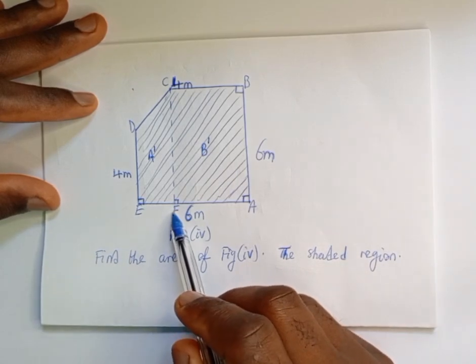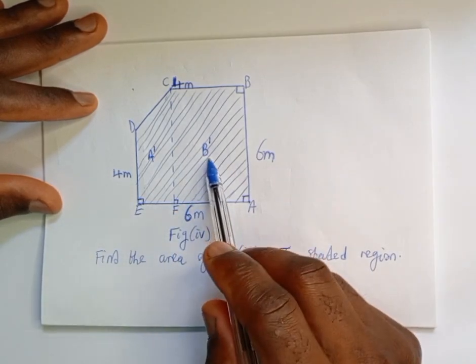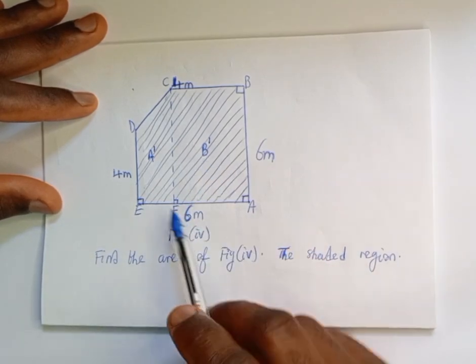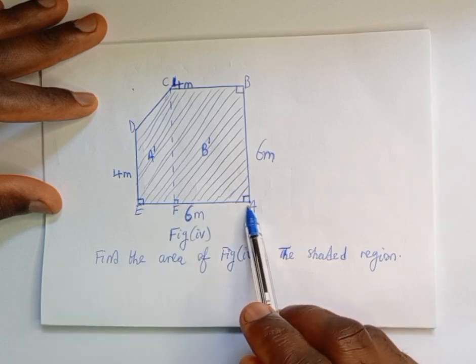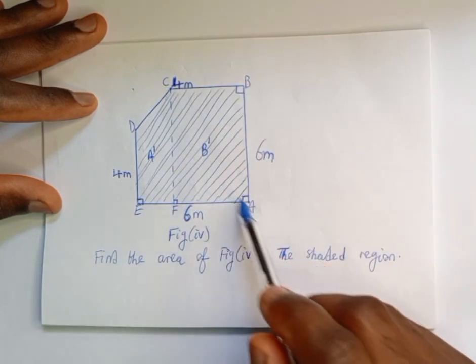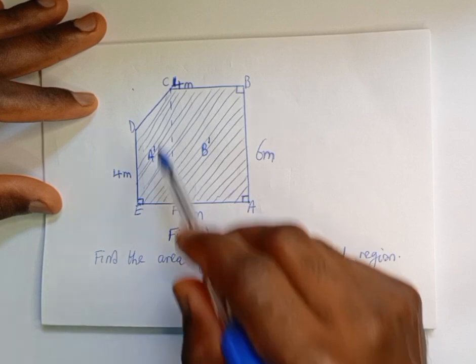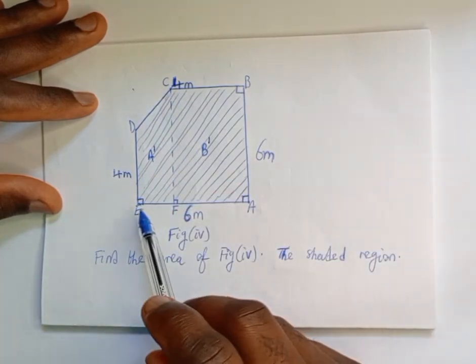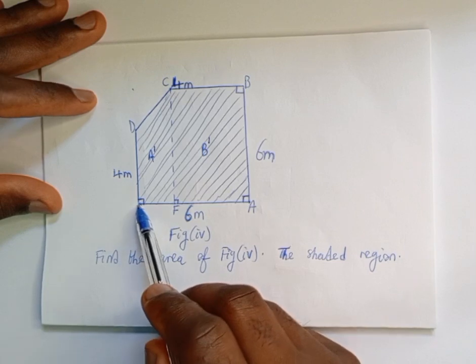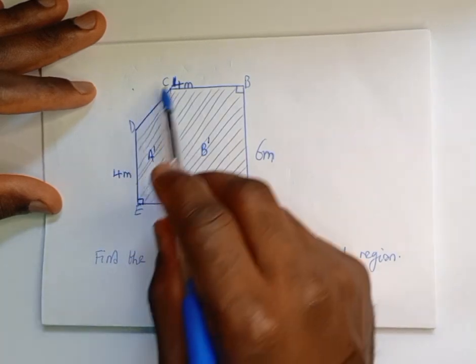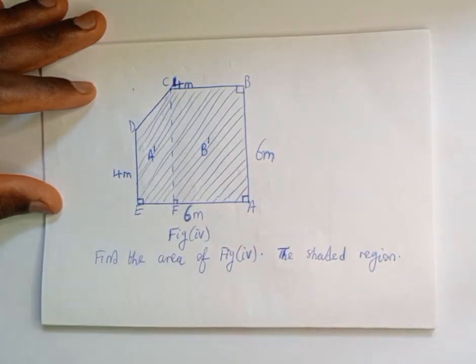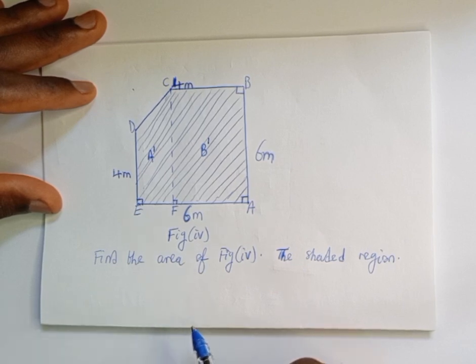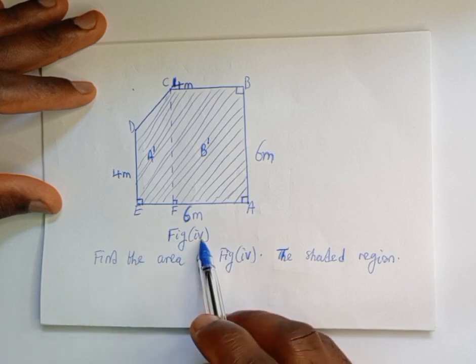ABCF, you can see, is a rectangle. FE is the same as CB. AB is the same as FC. FEDC is a trapezium. Now we can easily find the area of the shaded region, or the area of figure 4.